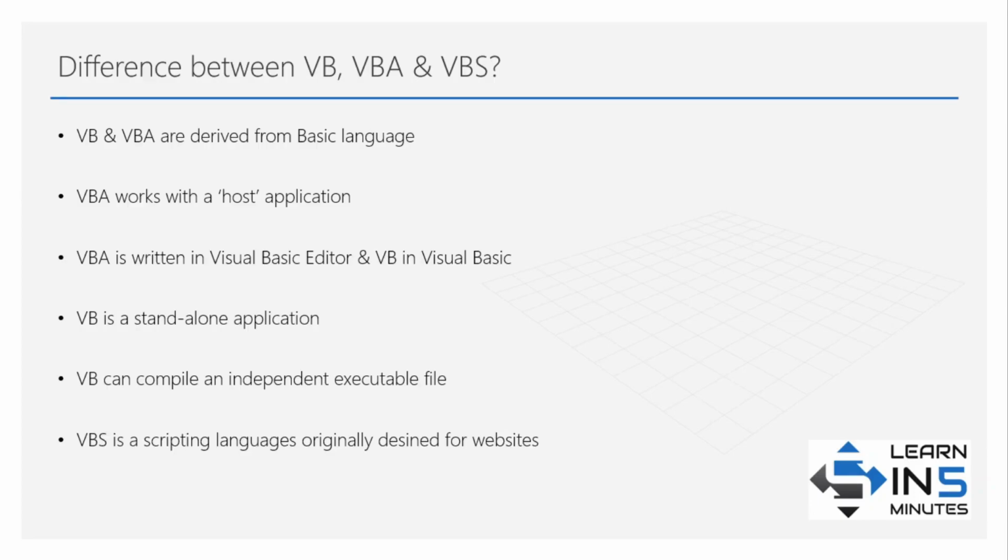VBA is written in VBE, that is Visual Basic Editor, in the Microsoft Office environment like Word, Excel, PowerPoint and so on. You can get to this editor by pressing Alt F11 on the keyboard. VB, on the other hand, is written in Visual Studio. You can either use VB 6.0, which is very similar in syntax to VBA, or VB.NET, which is more updated and created to run with the .NET framework that the latest software programs on computers use. Visual Basic can compile an independent executable file, whereas VBA forms and modules cannot. They require their host application in order to run.